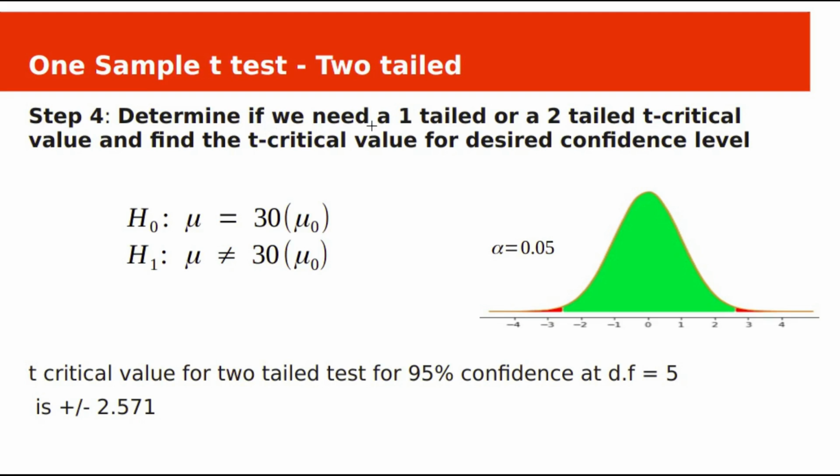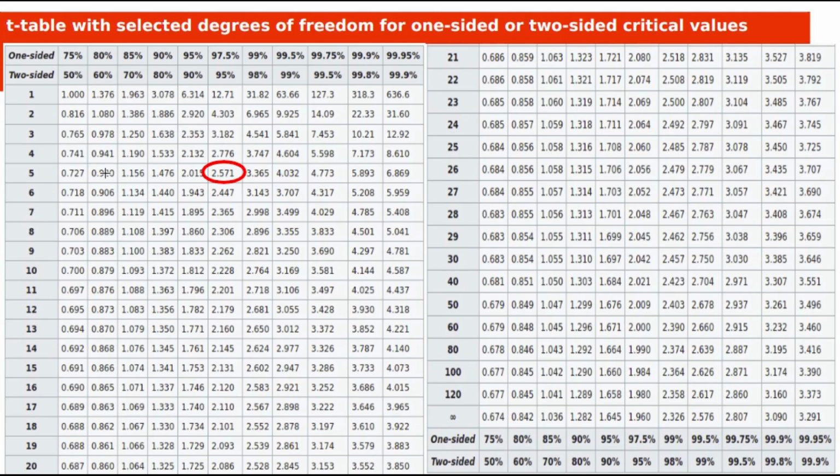Fourth step, find whether it is a one tail or two tail test. Based on that, calculate the critical value. Here it is a two tail test. Find the critical value for 95% confidence level. The t distribution will change based on degrees of freedom. Here degrees of freedom is sample size 6 minus 1, which is 5. Let's see the t table for the critical value. This is the degrees of freedom column. Here degrees of freedom is 5.